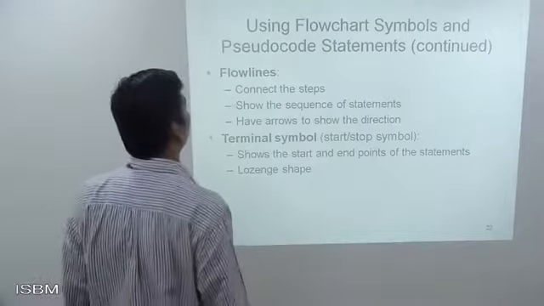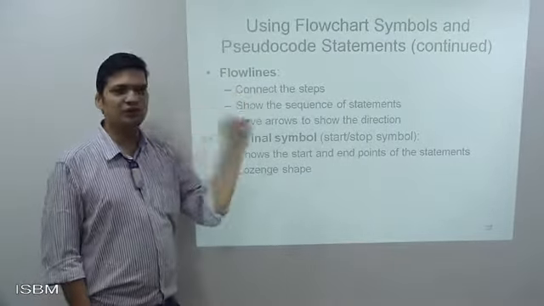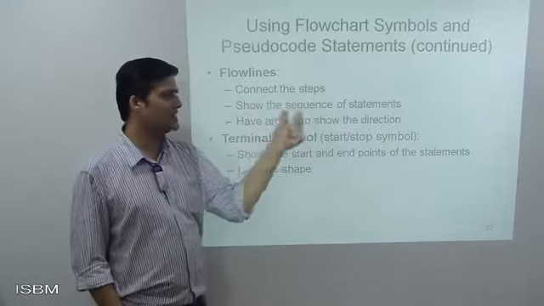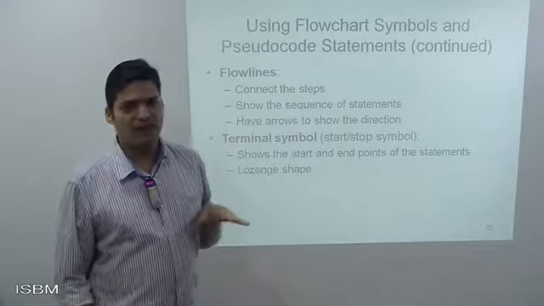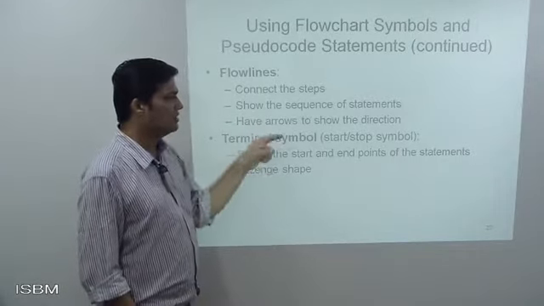Then we have flow lines over here that connect the steps. What are the steps? We need to connect those steps. Flow lines show the sequence of statements, so we require a sequence of statements. Sequence is very much important. They have arrows to show the direction.